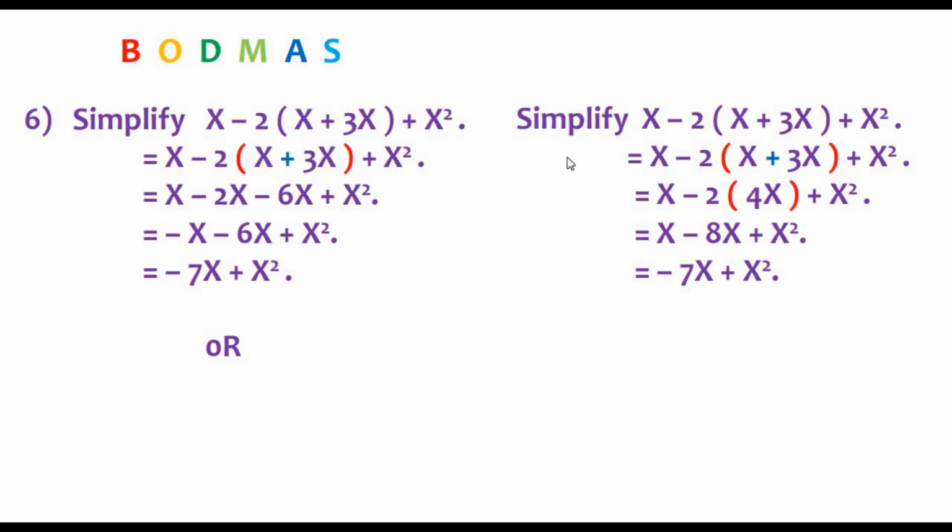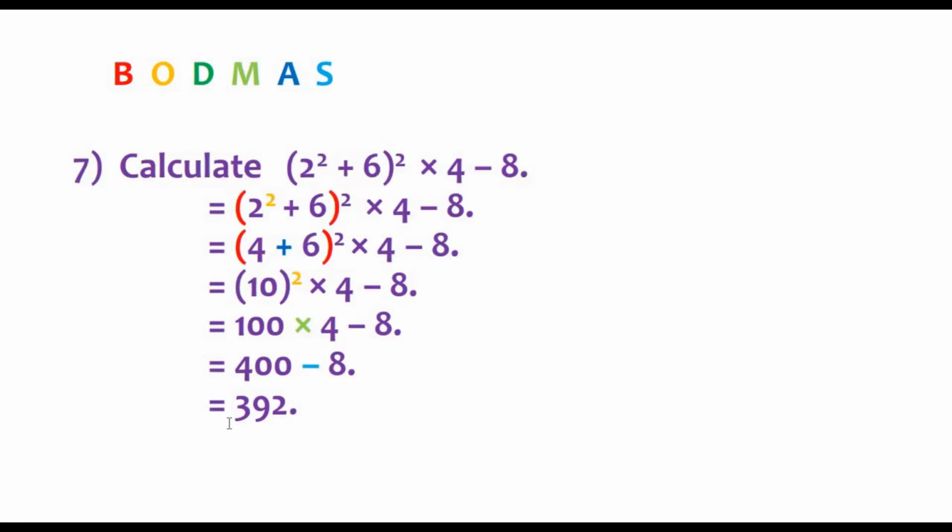Remember, minus multiplied by plus becomes minus. Minus 2 multiplied by plus 2 plus 4x becomes minus 8x plus x squared. Again, according to algebraic rules, we have x minus 8x, which means minus 7x plus x squared. So you can see in both ways the answer comes out correct, and in both ways we have followed BODMAS.